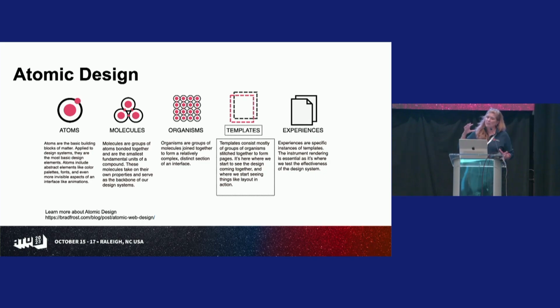Then you start pulling molecules together to create organisms. An example of that would be a card. So a card has a title, it has some body text, it has a button or two, and then you put all those molecules and atoms and organisms together to create templates, and then those templates create experiences. So that's awesome. It's a really great logic to use when you're building design systems, but still you can utterly fail when it comes to accessibility.